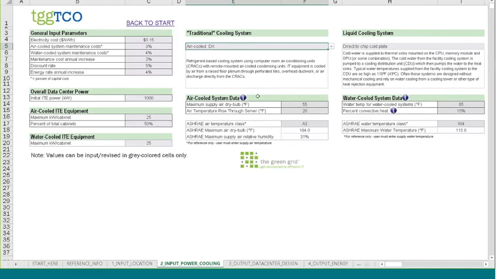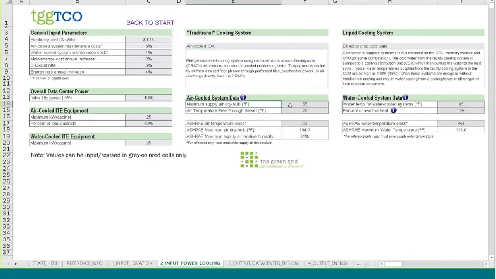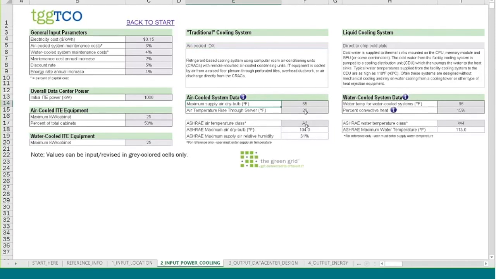Air-cooled system data. This is a big part of the energy consumption again. It allows the end user to say, well, what is the maximum supply temperature in a legacy or, not a legacy, in a new air-cooled data center? It could be as low as 55. I don't think that's the greatest idea, but or as high as 70. So we can change the parameters in here and make it what we think it should be, or what it is now, or maybe even what it should be through this analysis.